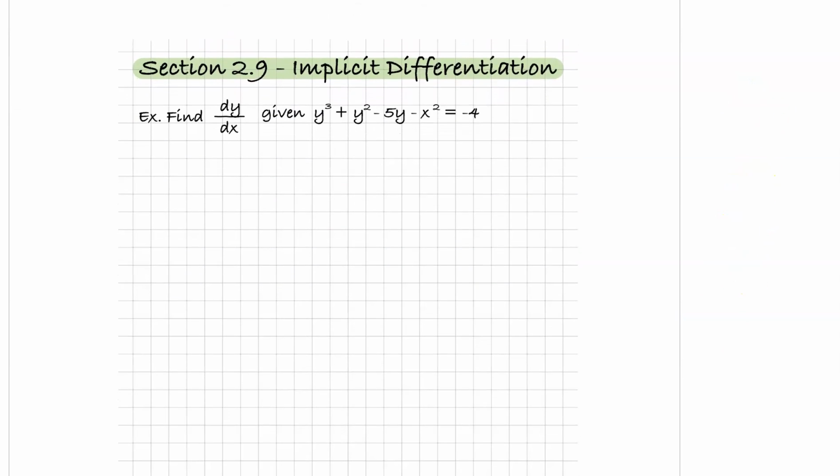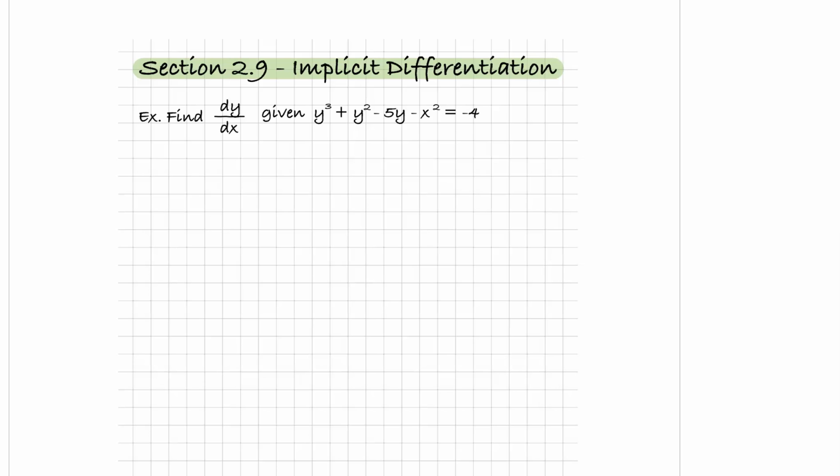This one says find dy dx given y cubed plus y squared minus 5y minus x squared equal to -4. So case in point, me trying to isolate y, get y by itself so I could do explicit differentiation, would be a waste of my time, and I probably would get lost in the algebra of it all. But this wants us to find dy dx, so we're going to have to use implicit differentiation, and we're going to have to move some stuff around and actually do some more simplifying. And so what I want to do is work this example, and then I'm going to give you guidelines or some step-by-steps to help you with any given problem.